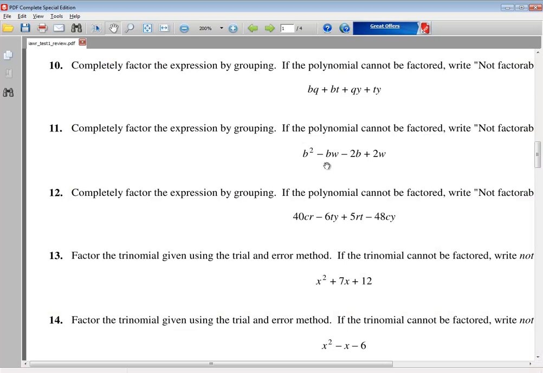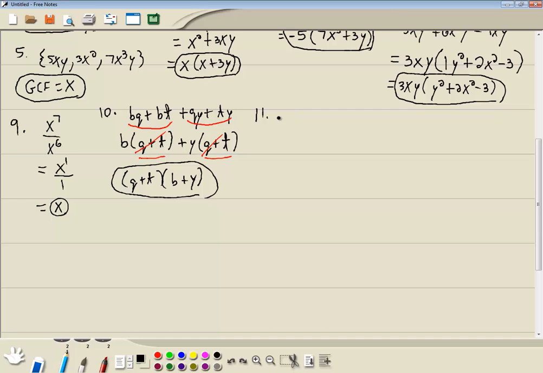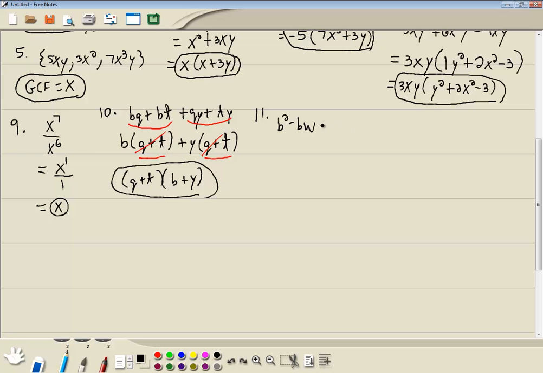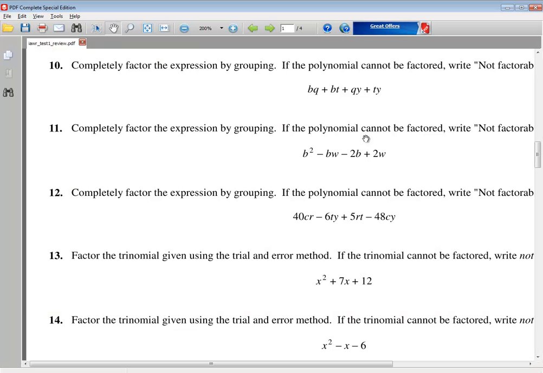Number 11. B squared minus BW minus 2B plus 2W.